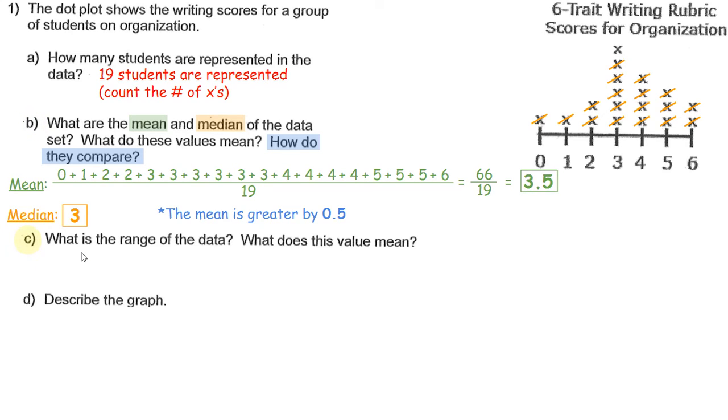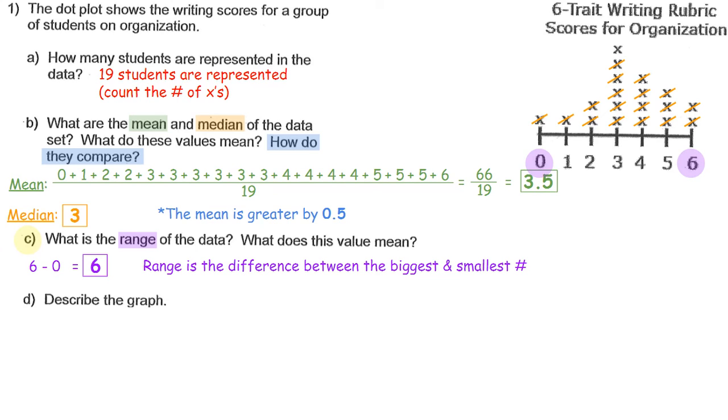Well, to find the range, you want to find the biggest value, which is 6, minus the smallest value, which is 0. So 6 minus 0 is 6. What does that mean? Well, it's the biggest number minus the smallest number, or the difference between them, which really is saying what's the variation of the data set? By how much does it vary?